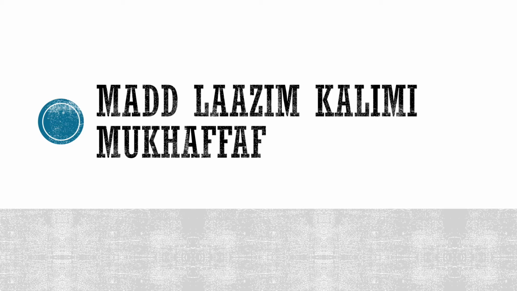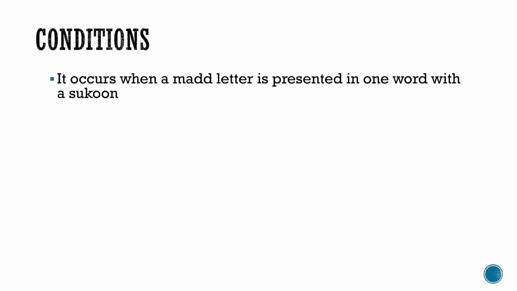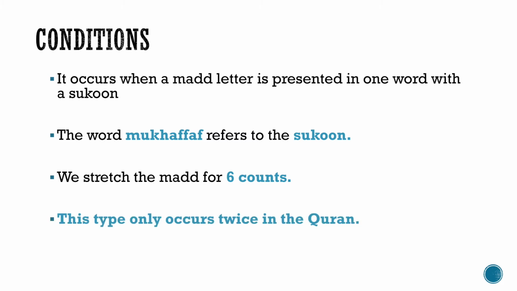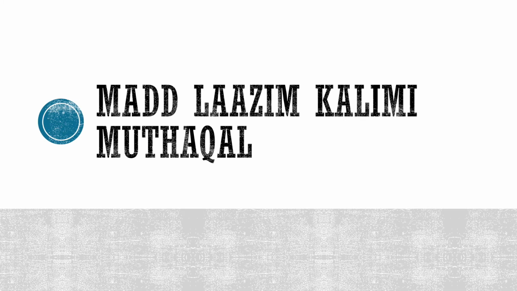Let's summarize Mad Lazim Kalimi Mukhaffaf. The condition for this is that it occurs when a mad letter is presented in one word with a sukoon. And the word Mukhaffaf refers to the sukoon. We stretch the mad for 6 counts. This type only occurs twice in the Quran. Example, Al-ana.